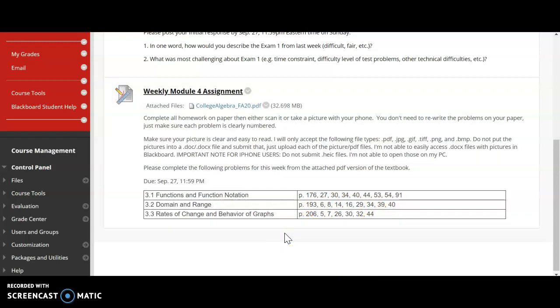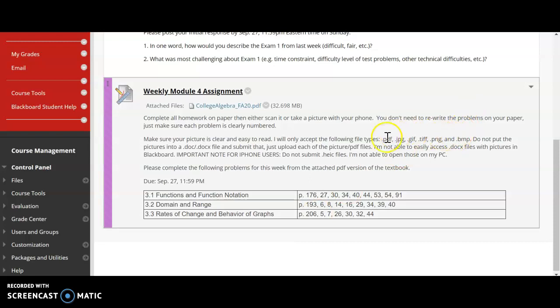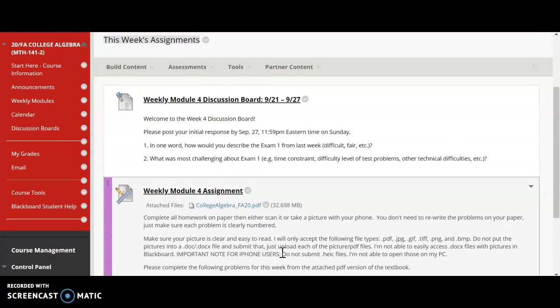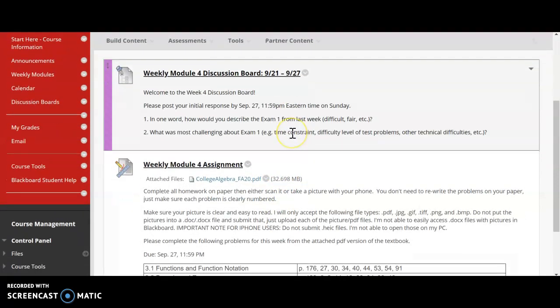And please try not to submit anything other than these files. I've had some students submit their video files. I couldn't find out what that was or why that's happening because it doesn't seem to run, I can't open the video files. Okay, and all right, so both of these assignments are due on September 27th by 11:59.